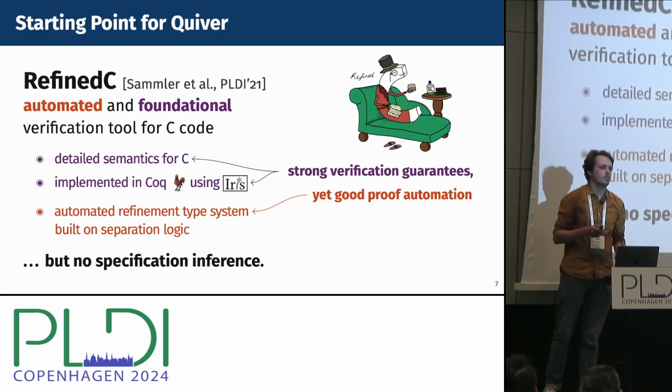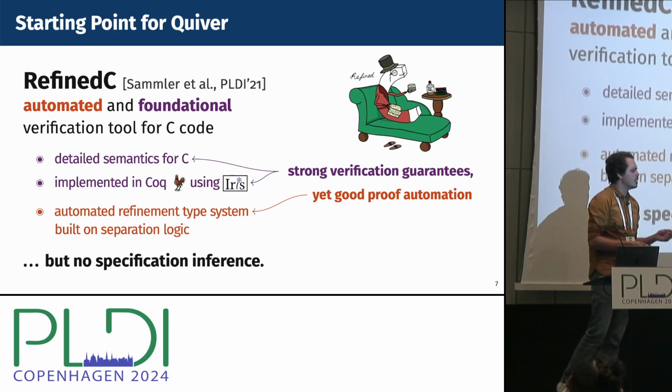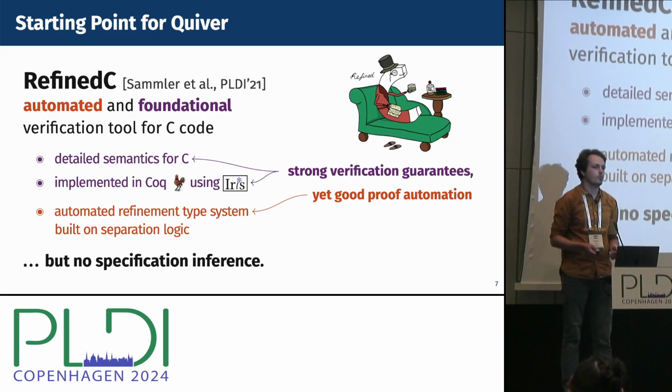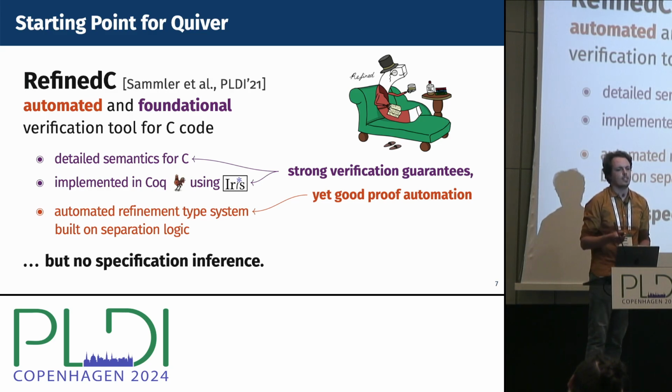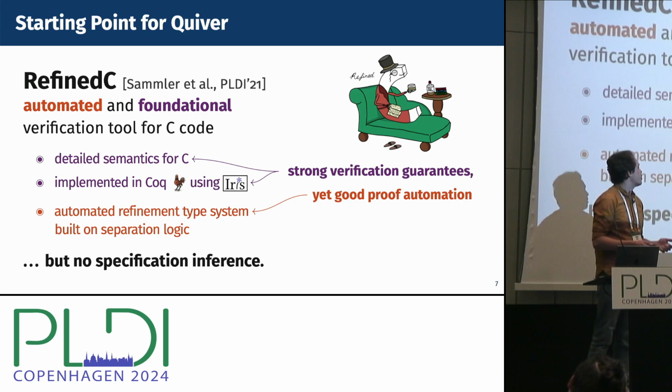As a starting point for Quiver, we take RefineC. RefineC is a recently developed verification tool for C code. It has been presented here at PLDI 3 years ago. And the key feature of RefineC is that it's automated and foundational. That provides us with a great balance.